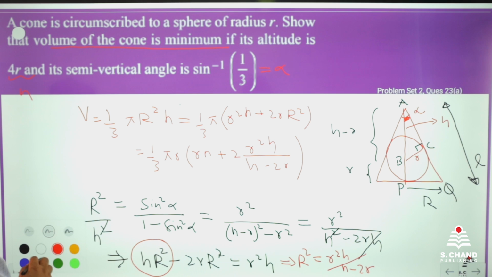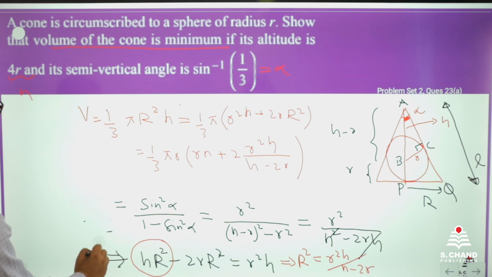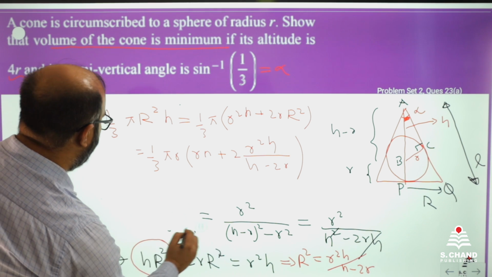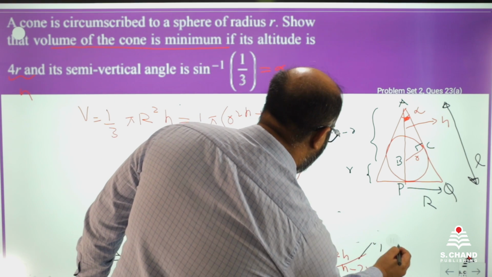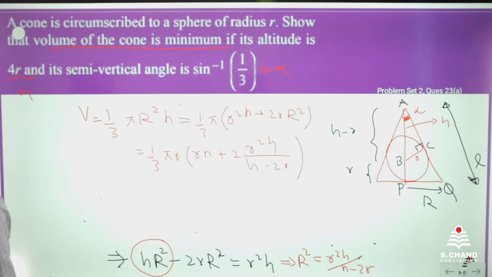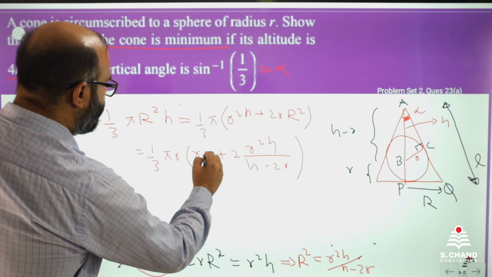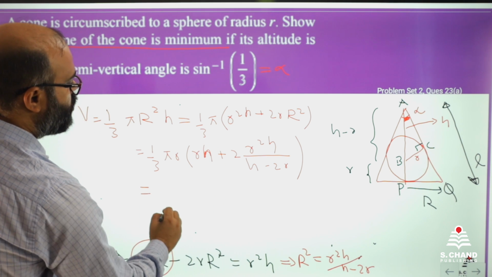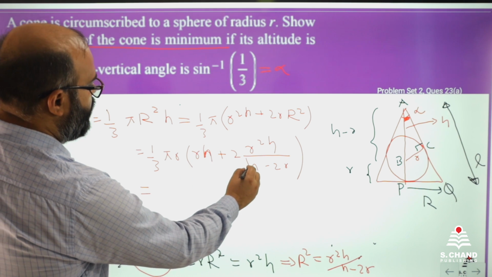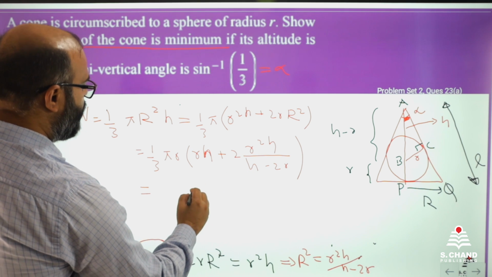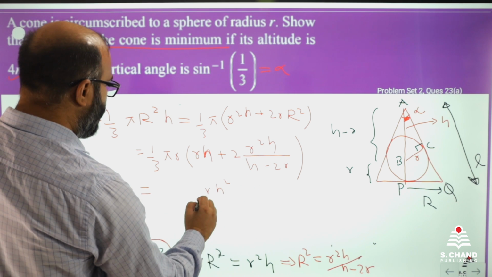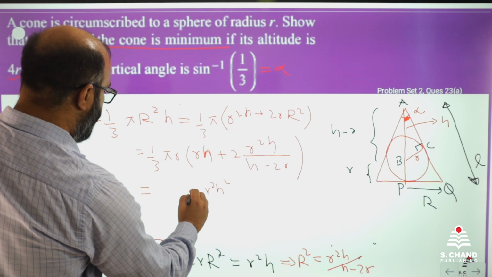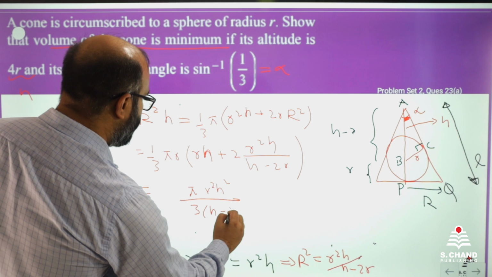Now if we erase this portion for now, let us finally come to the derivative. Before finding the derivative, we can further simplify it if you want, or you can simply find the derivative here. This is rh, so this is rh square minus 2r square h plus 2r square h will cancel. This will become r square pi by 3 h minus 2r.